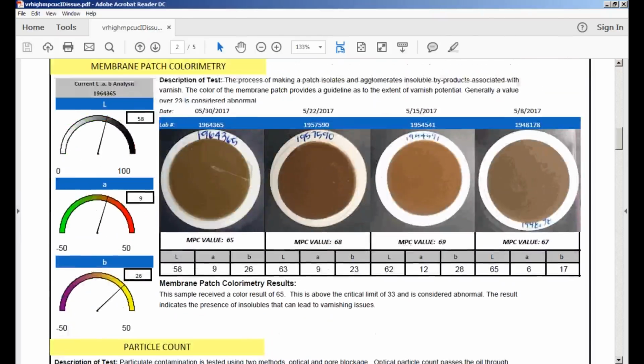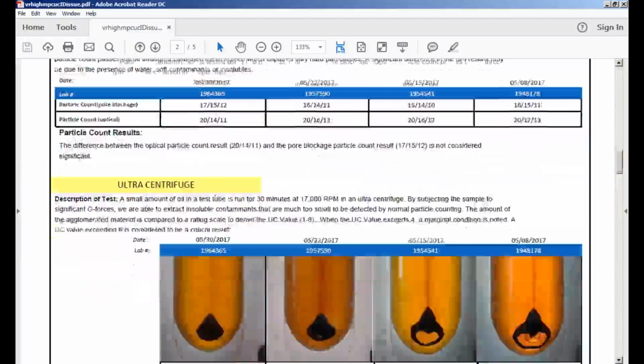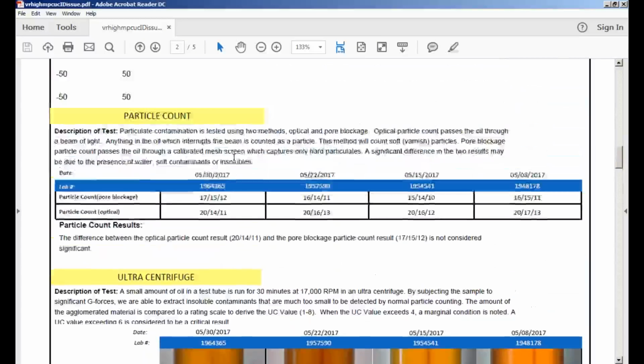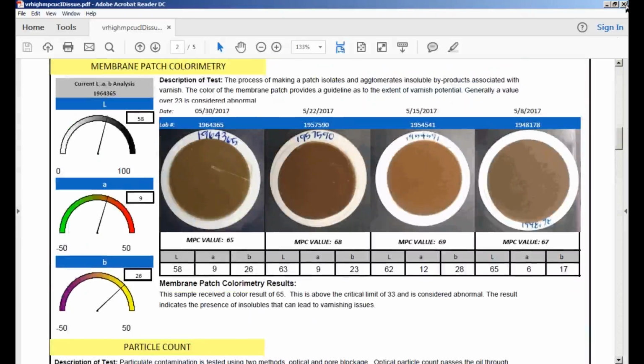But regardless of that, with our high MPC and high UC, and a slight difference here, we do have a varnish issue. This is, again, a filtration issue. And we want to be able to filter out these insolubles so we don't stain the patch so dark. So check the lube and check on filtration, see if we can get better with that.